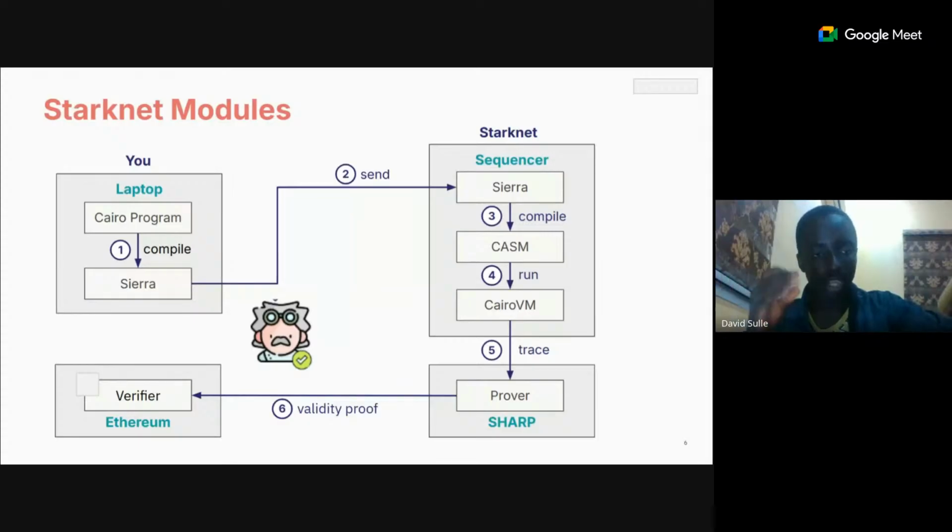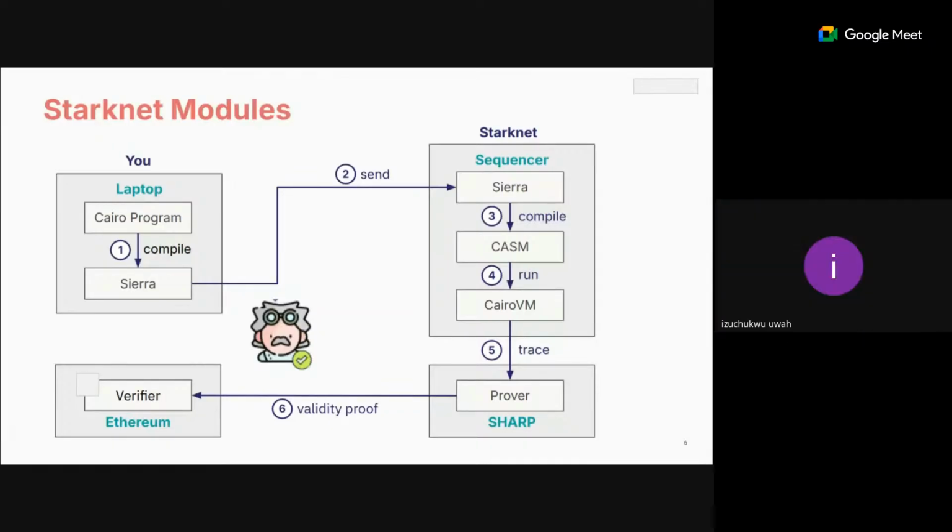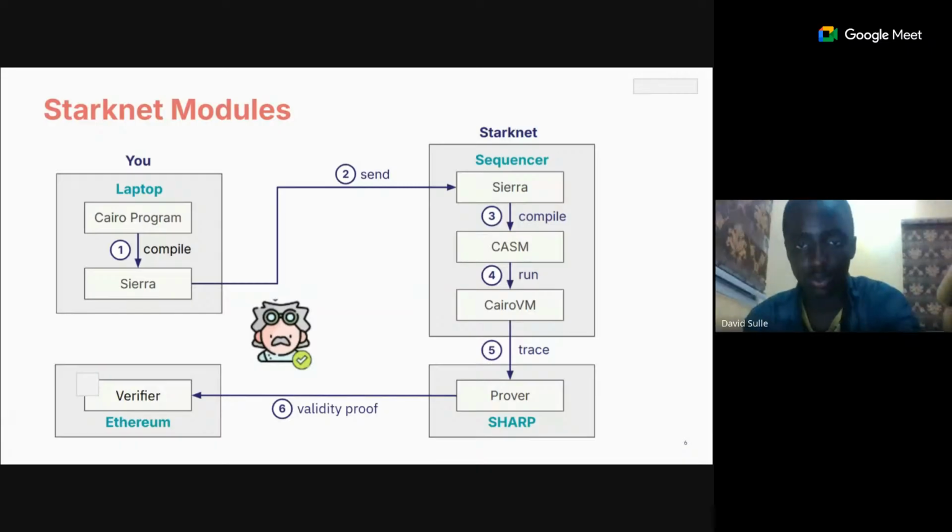Like, you have a Cairo program on your personal computer running, so it is being sent to Starknet. It's being sent to Starknet, and then the Starknet sequencer is going to compile that in Casm, run that in Cairo VM, and then is going to trace that to Sharp. So that makes sense. All right. Let's go quickly.